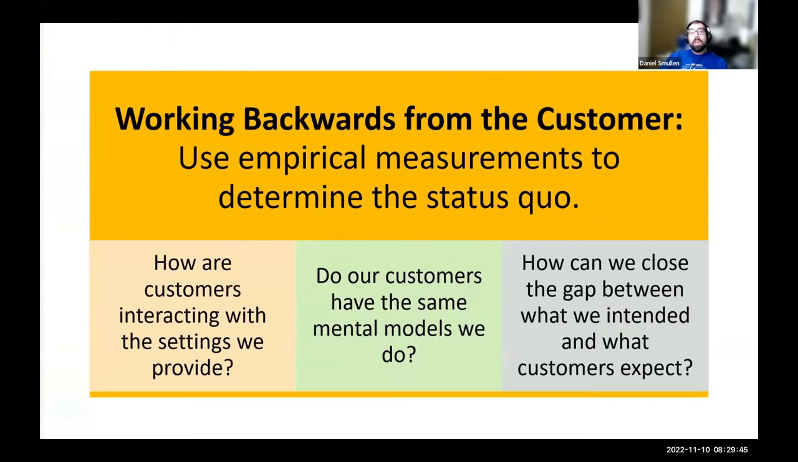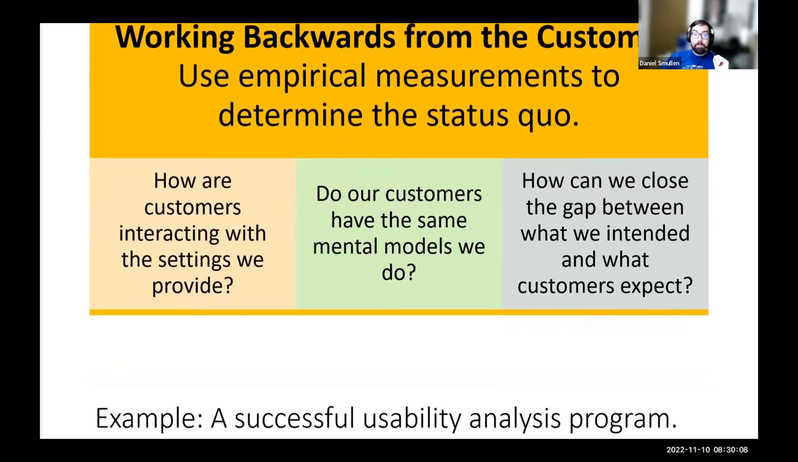So that's kind of underpinning this very Amazonian leadership principle philosophy of working backwards from the customer. And so what I believe that means for privacy is to use empirical measurements to determine what the status quo actually is. So we've got to ask some questions, right? How are customers interacting with the settings we provide? Do our customers have the same mental models that we do? And how can we close the gap between those two if they differ?